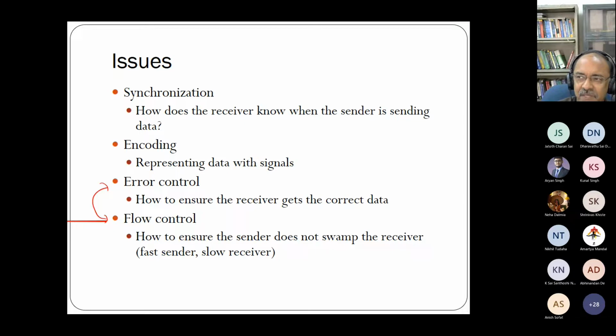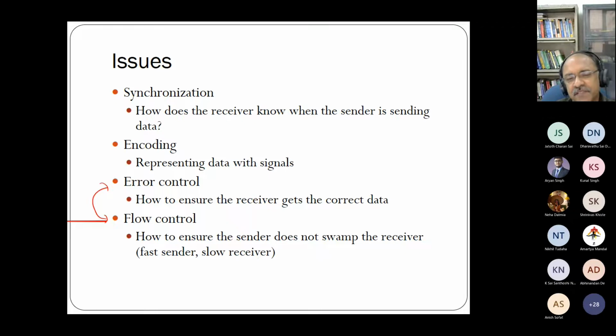They decide that they will communicate, and the sender sends very fast. The receiver cannot process it that fast. So how does the receiver let the sender know not to send it, and what are the techniques? These come under the purview of flow control.